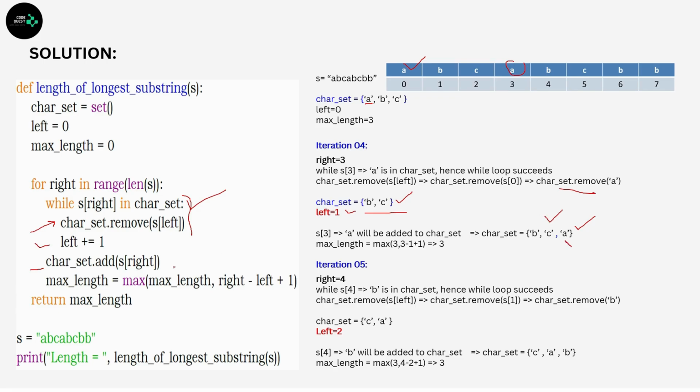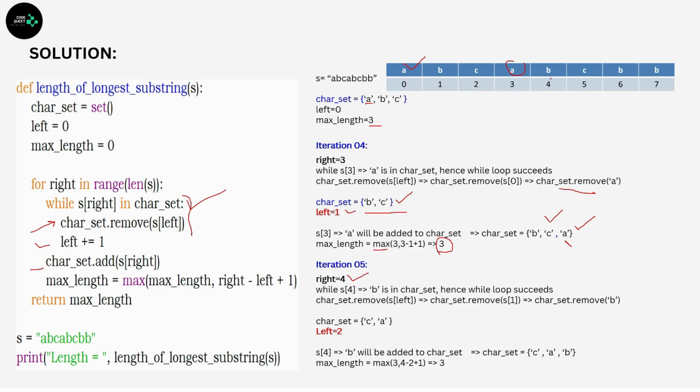Now when I check this max length, now I'm finding max of, what is max length as of now? 3. Okay, comma, right, what is right here? 3, and left is holding 1. It is updated just now, right? So 3 minus 1 plus 1. So this is also becoming 3. So max of 3 comma 3 is still what? The same 3. Now moving ahead, the next iteration, that is 5, where the right is taken the index 4.